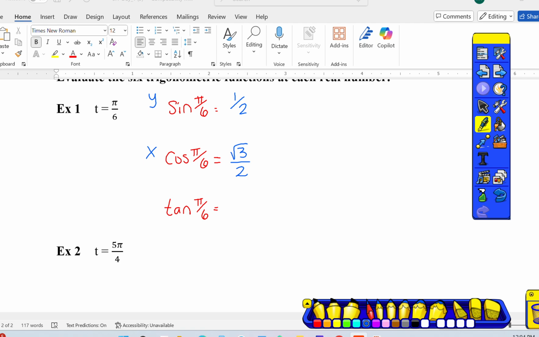And then tangent of pi over 6. I can remember from my formula sheet, you can see it right on there. Look at tangent. Tangent is sine over cosine. So 1/2 over root 3 over 2. The 2's cancel. That's 1 over root 3. That gives me root 3 over 3.